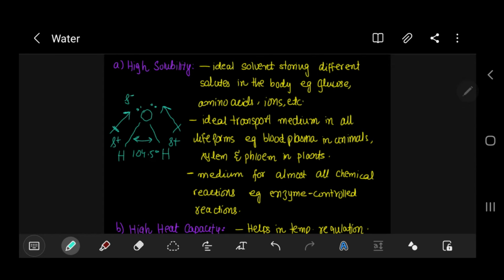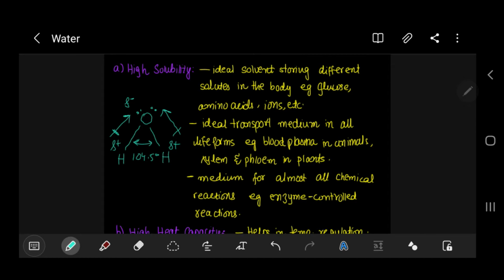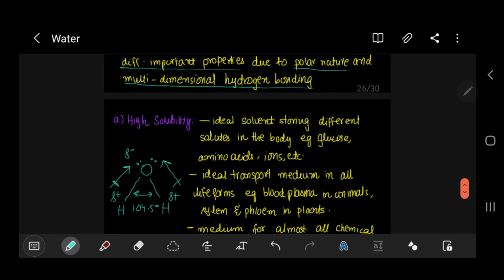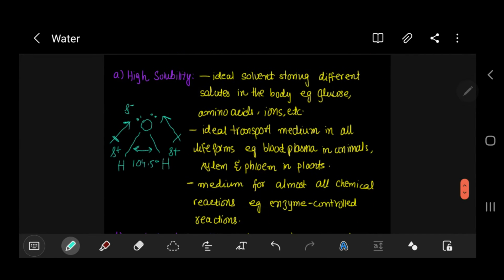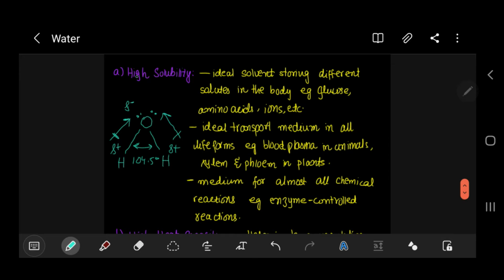And also, since we have an oxygen atom bonded directly to a hydrogen atom, this causes hydrogen bonding, and so water can form hydrogen bonds, and one water molecule can bond to other water molecules through hydrogen bonds, resulting in multidimensional hydrogen bonding. Okay, now let's see the first property. The first property is high solubility.